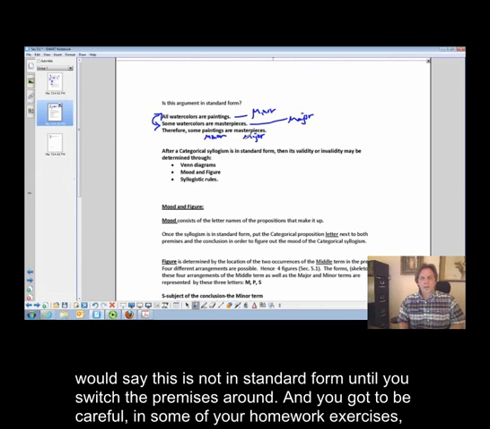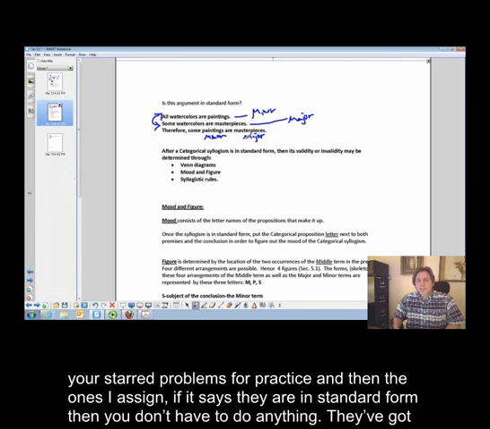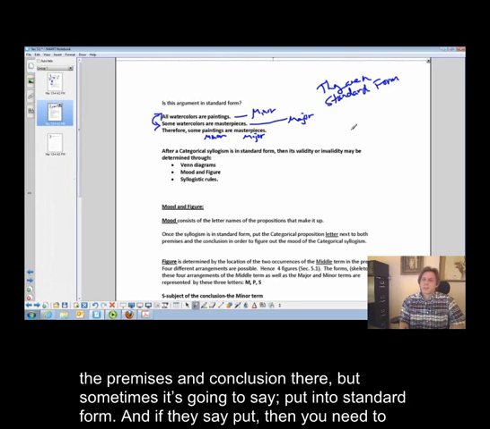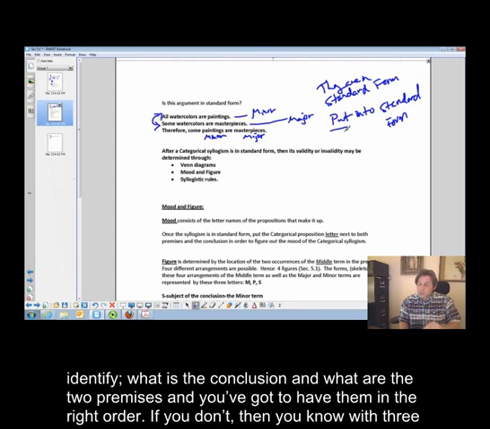And you've got to be careful in some of your homework exercises, your starred problems for practice, and the ones I assign. If it says they are in standard form, then you don't have to do anything. They've got the premises and conclusion there, but sometimes it's going to say put into standard form, and then you need to identify what is the conclusion and what are the two premises, and you've got to have them in the right order.